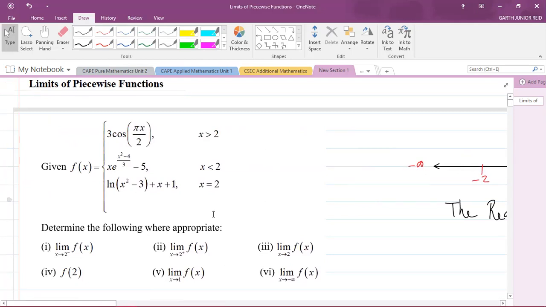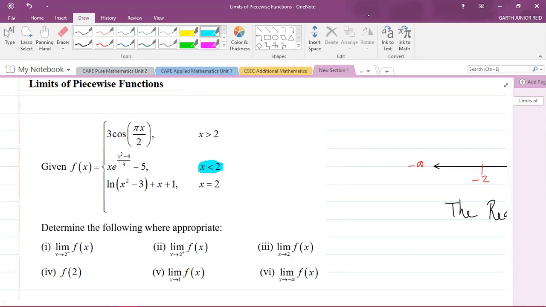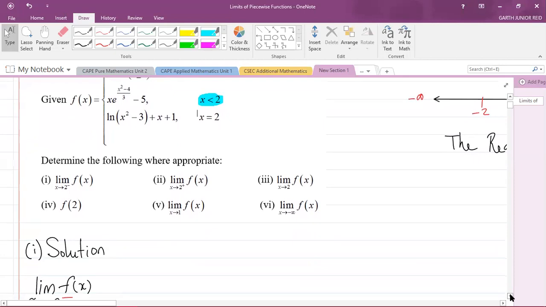So if I'm approaching 2 from the left-hand side, it means that I'm focusing on the values of x less than 2, and the function that corresponds to that is x times e to the power of (x squared minus 4) over 3, minus 5. So I need to use that function in order to find the limit of f of x as x approaches 2 from the left.